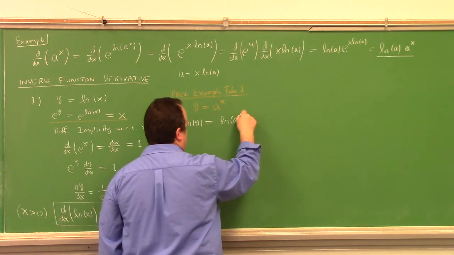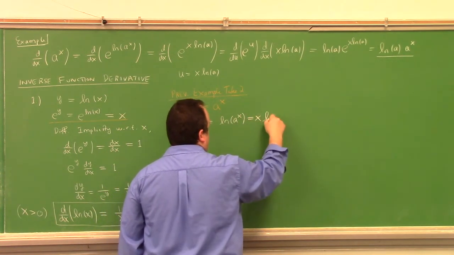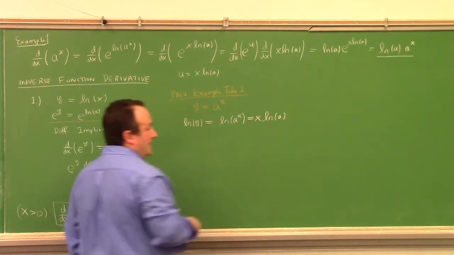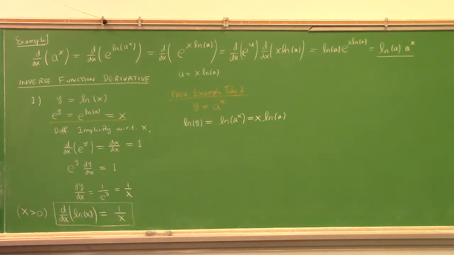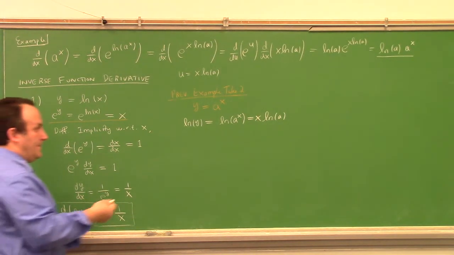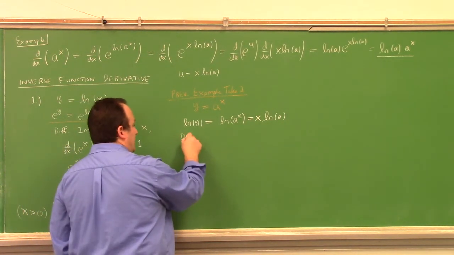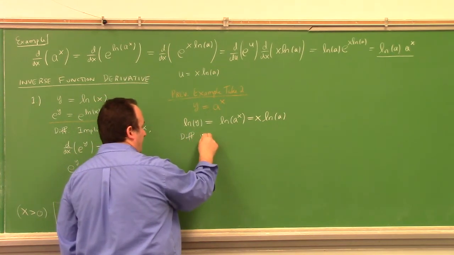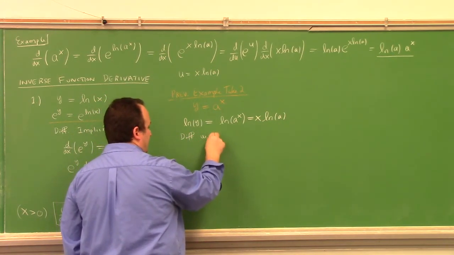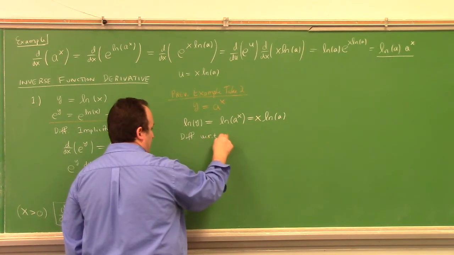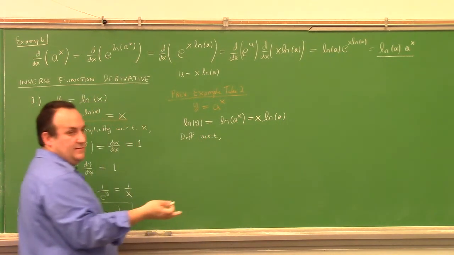What's natural log of a to the x? Well, that's x log a, right? By properties of log. Now I can differentiate that equation with respect to x. What happens? See, we couldn't do this before. Why? We didn't know how to differentiate the log before our last example. But now we do, so we can.